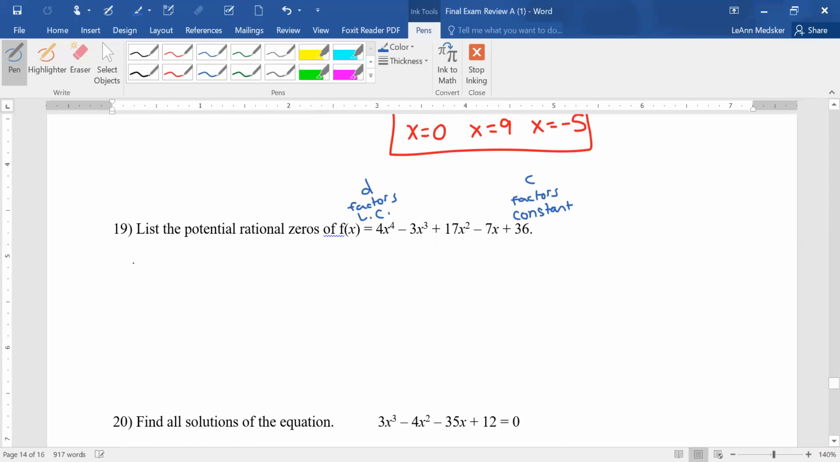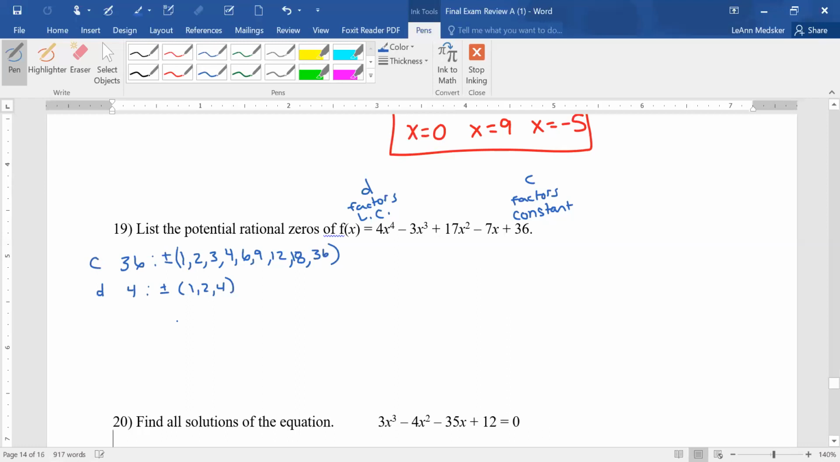So I need to list all my possible factors of 36 and 4 first. So 36, so this is C, this is D. 36 is plus or minus, and I make a parentheses just so I don't have to write plus or minus a million times, plus or minus 1, 2 goes into 36, 3 goes in, 4, 6, 6 is 6 times 6, so 4 times 9, 3 times 12, 2 times 18, and 36 times 1. So there's all the factors of 36. The factors of 4 are a lot shorter, 1, 2, and 4.